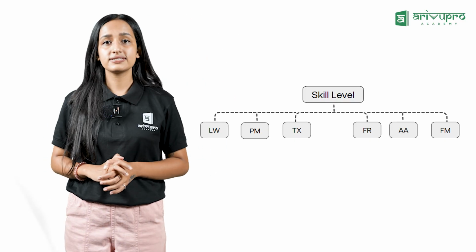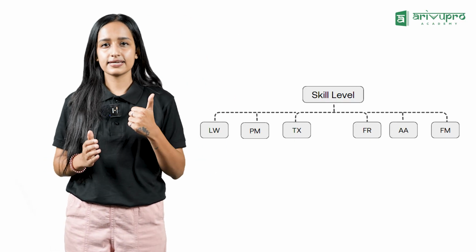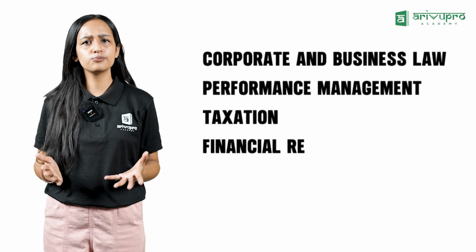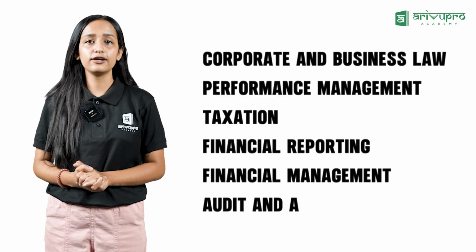Next, we have applied skills level. Skills level has 6 exams in it. Now, the first exam of the skills level is similar to the knowledge level exams because this is an MCQ level exam again, and also you can write it on demand. Okay, the remaining 5 papers are all written in sessions. So ACCA conducts exam in 4 different sessions in a year. Each year you can write 8 exams maximum. The 6 skills level exams are corporate and business law, performance management, taxation, financial reporting, financial management, and audit and assurance.